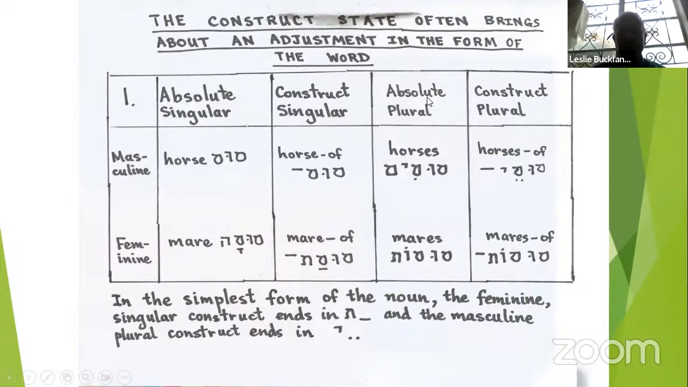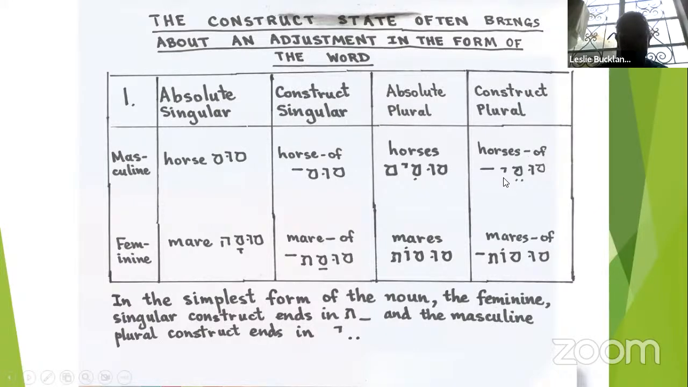Now you have the absolute state in the plural. The susim is the masculine plural of the masculine singular noun sus. And how do we have this in the construct state? The construct plural, you have suse. So instead of having the im ending, there is the long sire ending. The long sire ending.